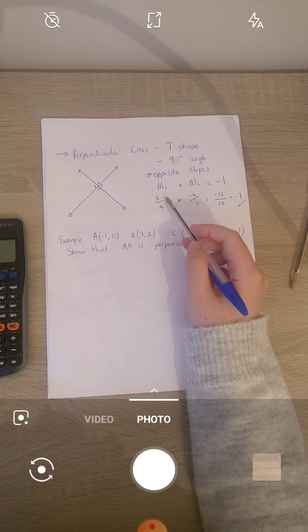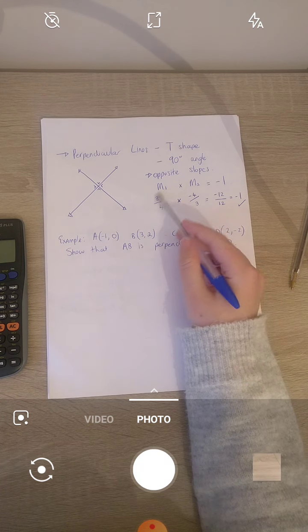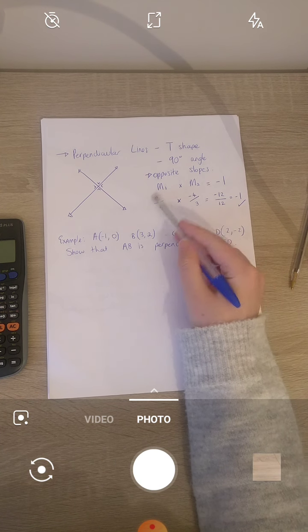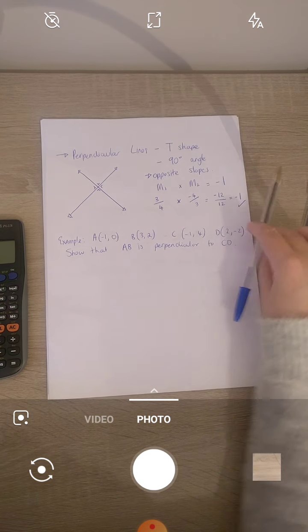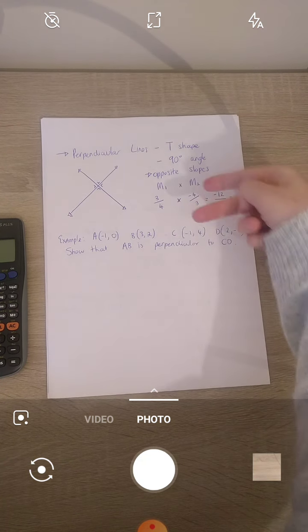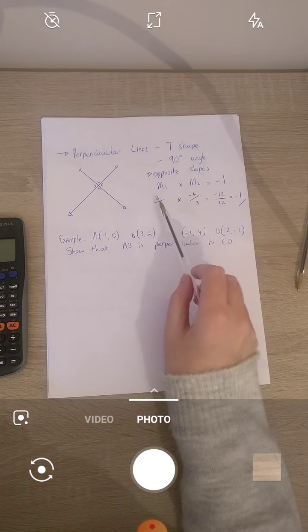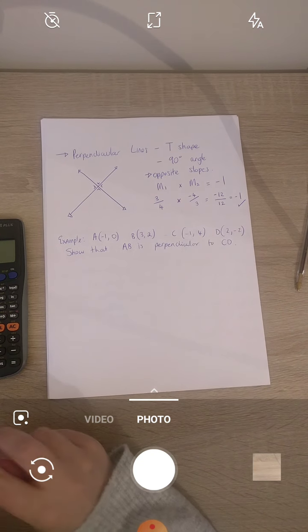Just to notice here, if I was told that one slope was 3/4, what is the slope of a line that's perpendicular? Notice what's happened. We flipped the fraction upside down and the positive has become a negative.